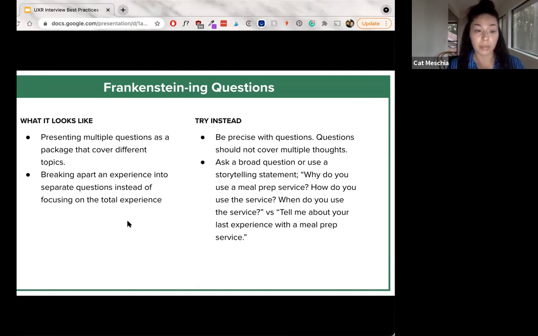The second part is kind of the flip side: breaking apart the experience into too many little parts. You can try asking broad questions or using storytelling statements. So instead of, why do you use the meal service? How do you use it? When do you use it? Which are picking apart the details of someone's experience with the meal service app, you can be more broad and say, tell me about your last experience with the meal prep service. When you ask why, how, when, you're going to get very specific answers, and you might lose out on some of the more storytelling aspects of their entire experience.